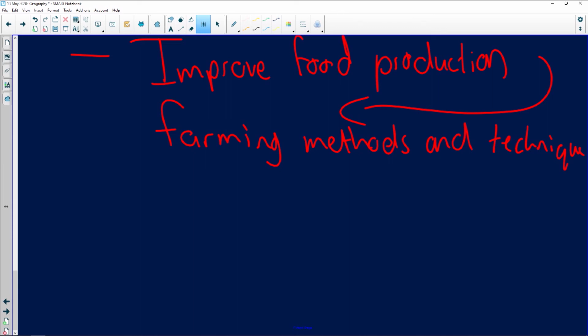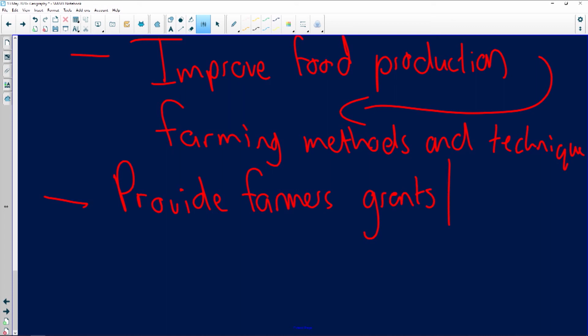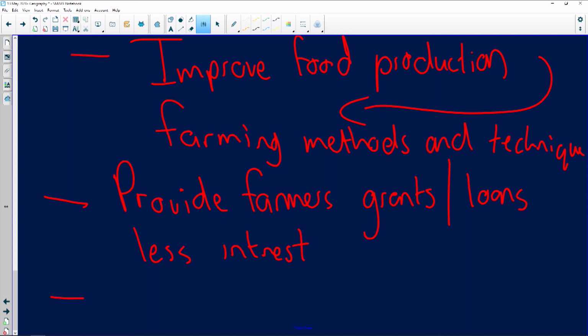Another way we can do it, we discussed it, is provide farmers with grants. I've mentioned that before. Or loans with less interest. Okay. Make money accessible to these farmers. Okay. And let them pay back the money at a lower interest rate. So eventually it will be more sustainable. And very important what we can do as well.